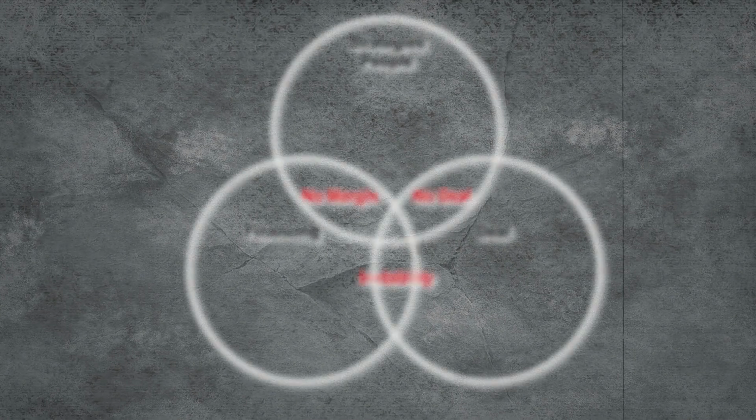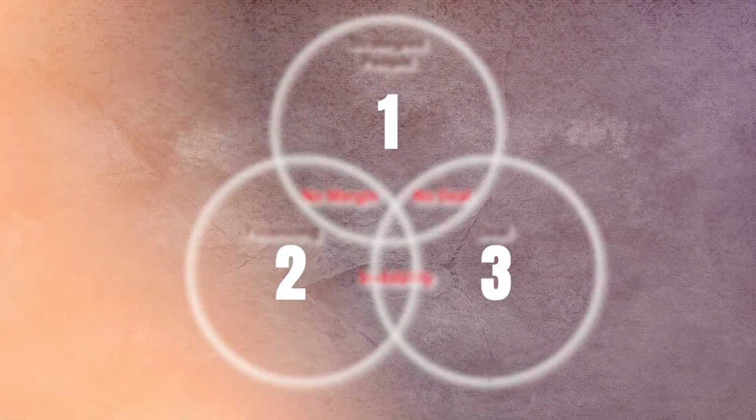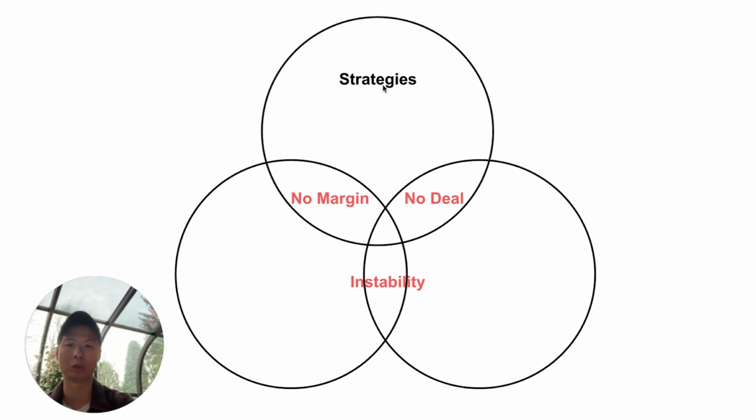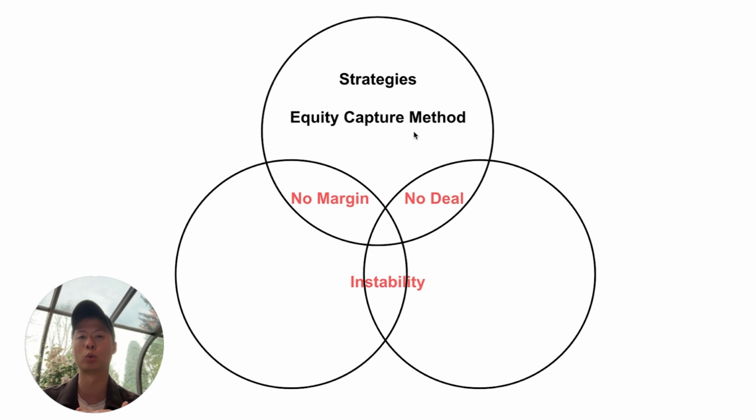So there are three key areas that you want to look into to really be able to minimize the risk. Number one is a strategy that actually fits your current financial situation. The method that we like to use is what we call the equity capture method. This will allow us to really create that spread between your offer versus your ARV.